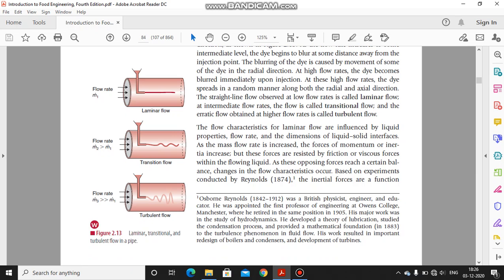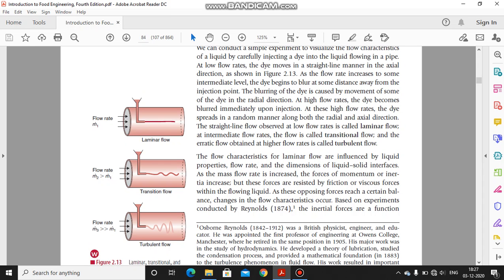When the flow is intermediate, as in the second figure, the flow is called transition flow. And when you further increase the flow rate, you can see that the dye is completely blurred in the flow. That type of flow is called turbulent flow. So to characterize this flow, Reynolds conducted this experiment in 1874, and this experiment is called Reynolds experiment.